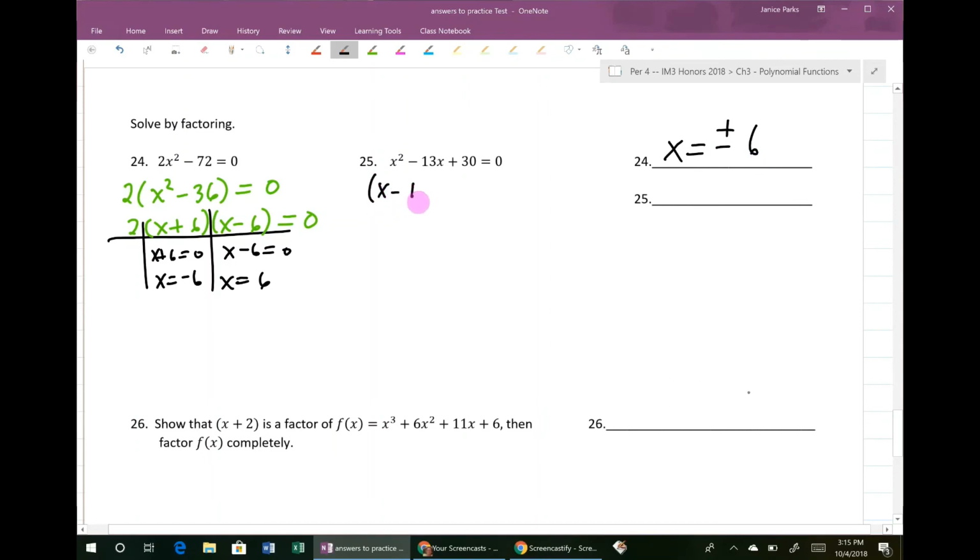For number 25, that's wrong. I was going to use negative 15 and 2. That's a positive 30. Since that's a positive 30, then I have to use minus 10 and minus 3. So x is equal to 10, x is equal to 3.